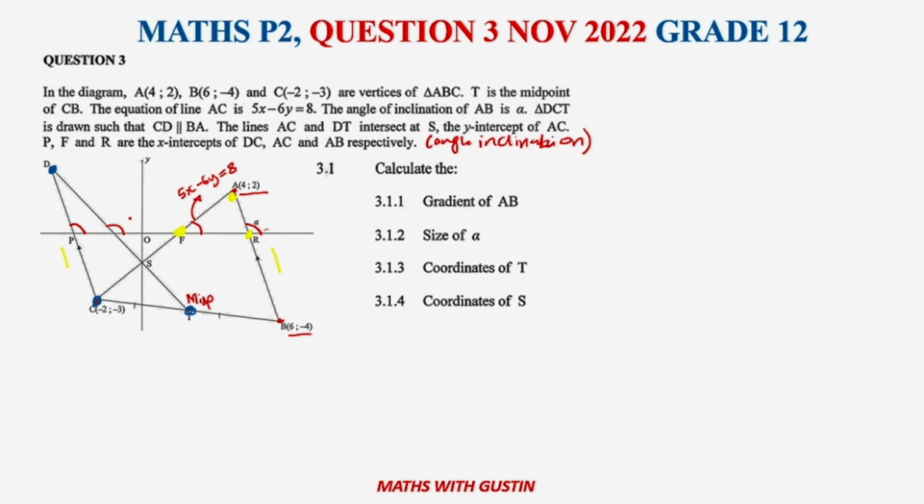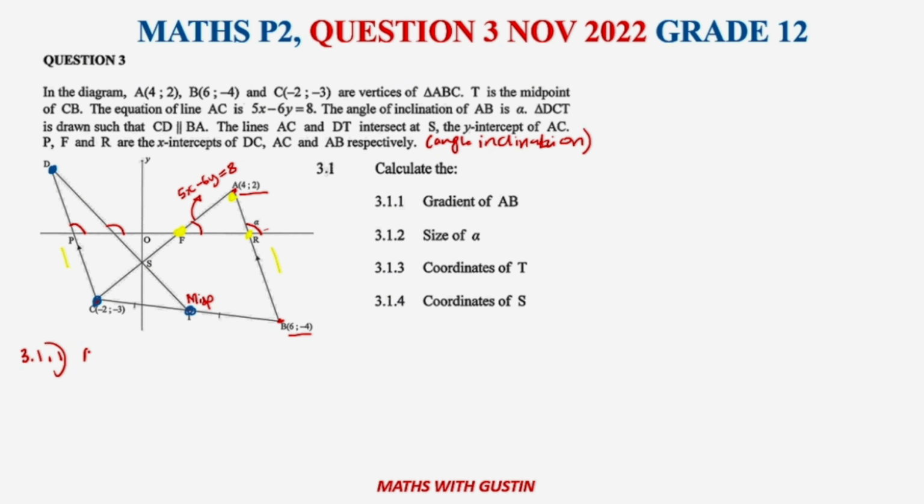I think we're ready now. We have gone through everything. Let's go ahead and deal with question 3.1. This question is divided into 5 questions, 3.1 up until 3.3. All right, let's move right along. And then it says calculate the gradient of AB. What are the points of AB? Let's come here.